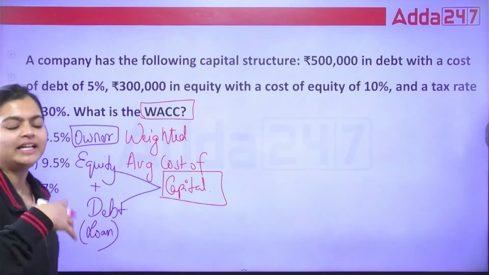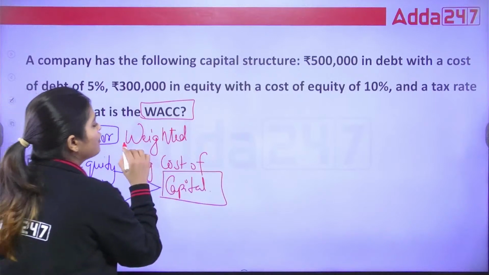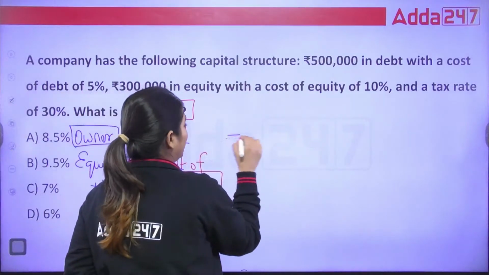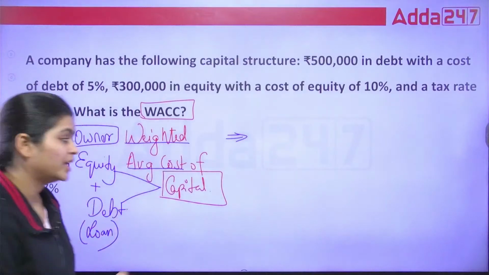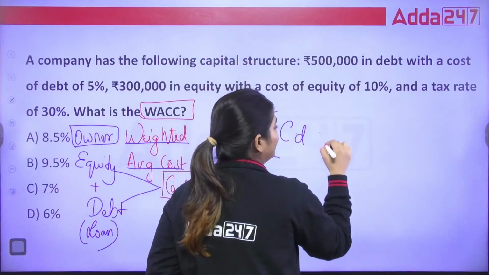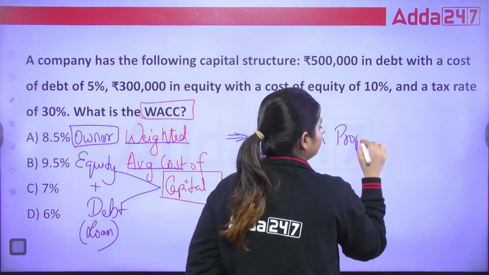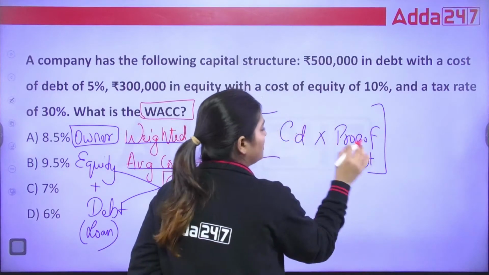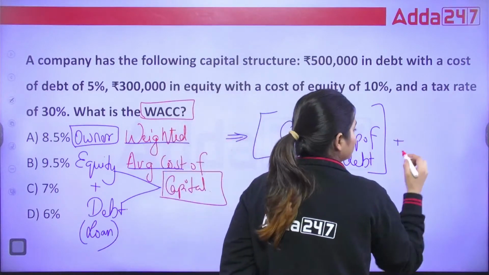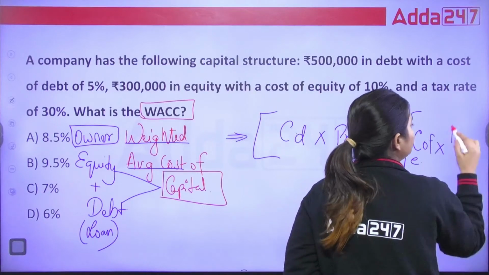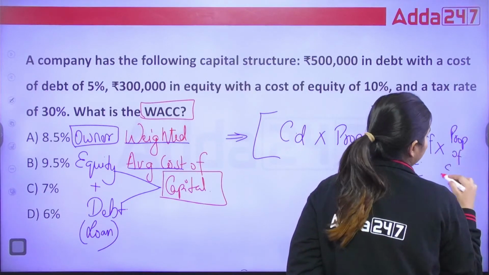But we cannot directly add this. For that we need to do the weighted average. The formula for calculating WACC is: whatever cost of debt we have, we multiply it with the proportion of debt in our company, plus the cost of equity that we have multiplied with the proportion of equity.